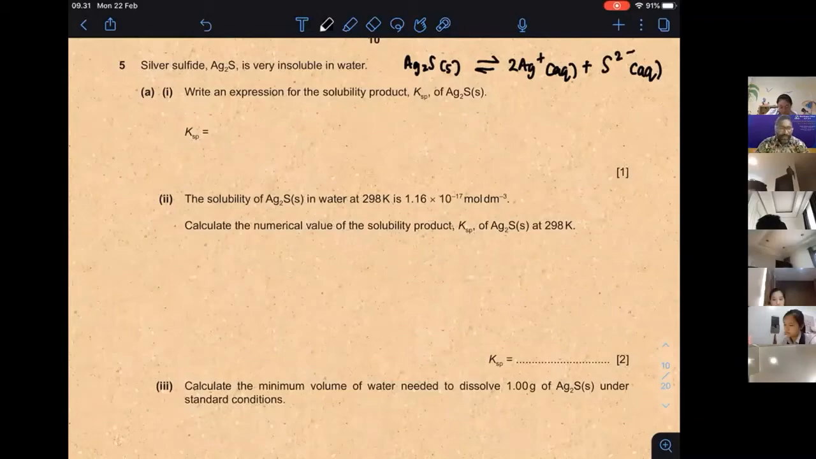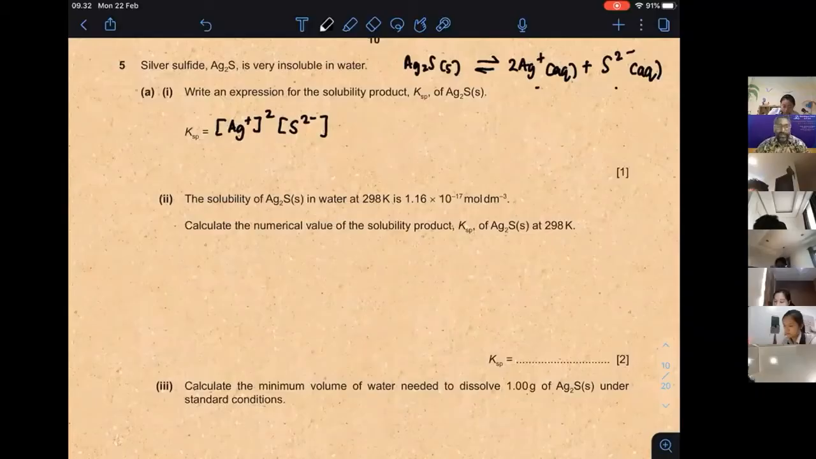For solubility product, we only write down the expression for the aqueous ions. We do not write down the solid Ag2S, because the concentration is constant. So we write Ag+ to the power of 2 and then S2-. So this is the expression that they are looking for. And then they are asking the solubility, which is going to be 1.16 times 10 to the power of negative 17. So that is the solubility.